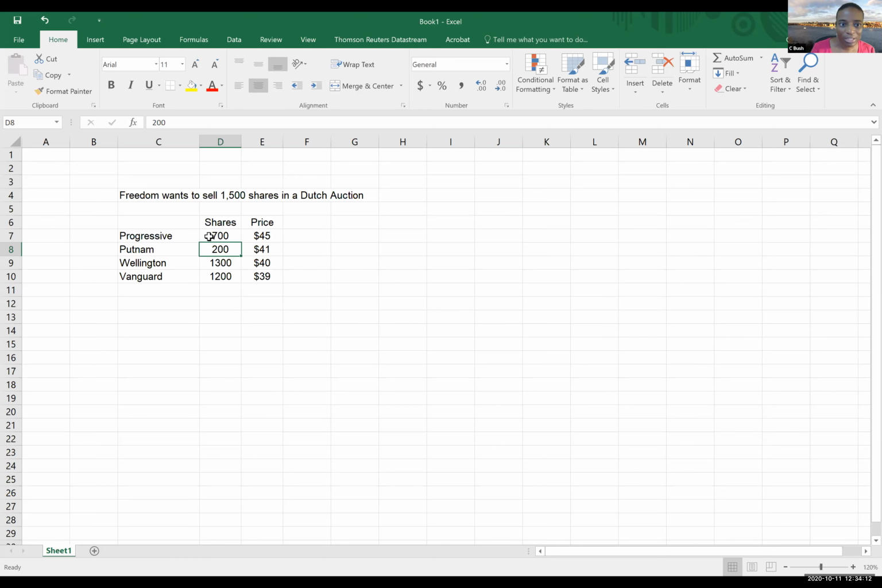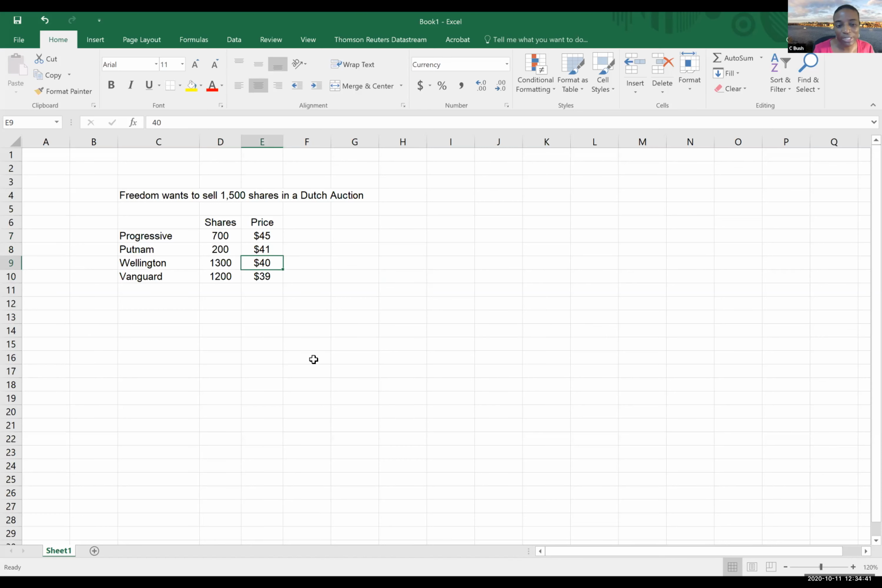Now keep in mind, these bids are for the maximum amount that they would pay for the shares. They are certainly happy to pay less than this. So Progressive says the most I would pay for shares is $45. But if you price them at $41, I am most definitely interested in doing that, right? If I'm willing to pay 45, I'm definitely willing to pay less than 45. So I'll pay $41 a share, and I'll still take 700. But if you add those two up, that's just 900 shares. And the company wants to sell 1,500.